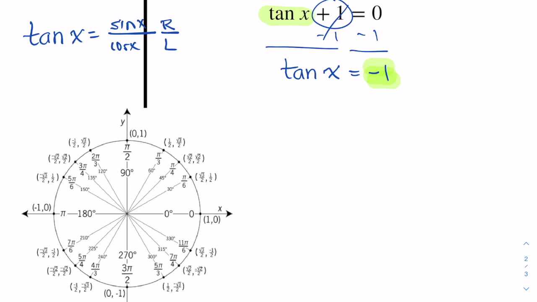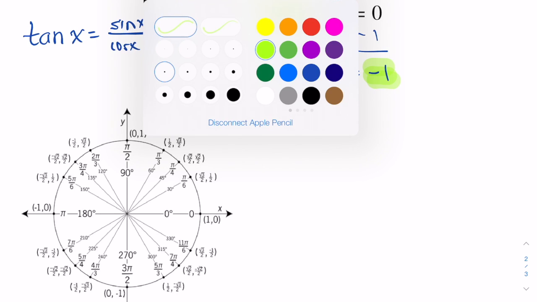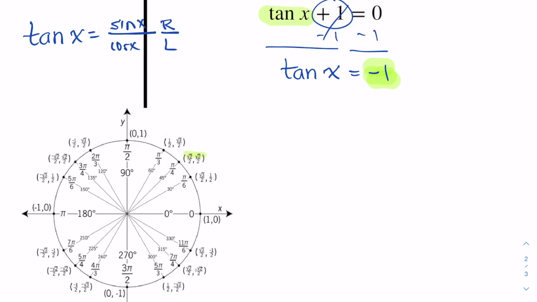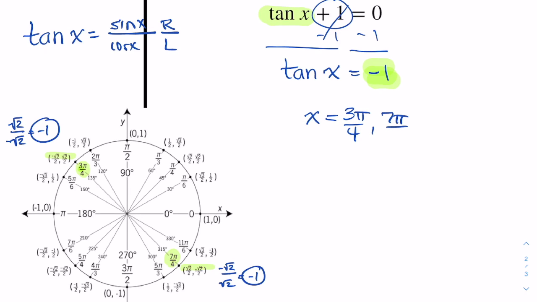So I'll just speed it up a bit. So I know that if I go there and there, this will give me radical 2 over negative radical 2, which is -1. And this one will give me negative radical 2 over radical 2, which is also -1. So the angles that I'm looking at are 3 pi over 4 and 7 pi over 4. So x can be 3 pi over 4 or 7 pi over 4.